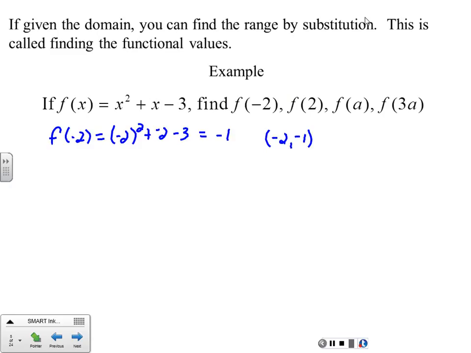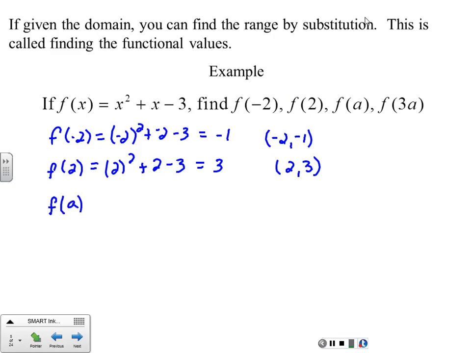Okay. So let's try f of 2. So now we're going to have 2 squared plus 2 minus 3. What do you think? So 2 squared is going to be 4, plus 2 is going to be 6, minus 3 is going to be a 3. So you have an ordered pair of 2, 3.